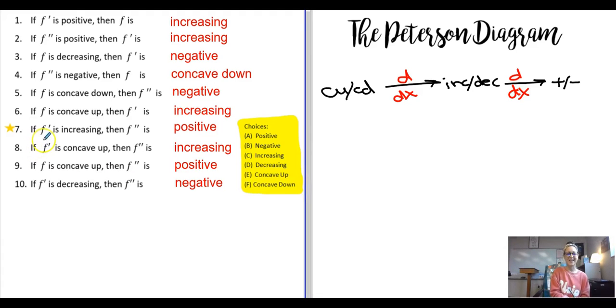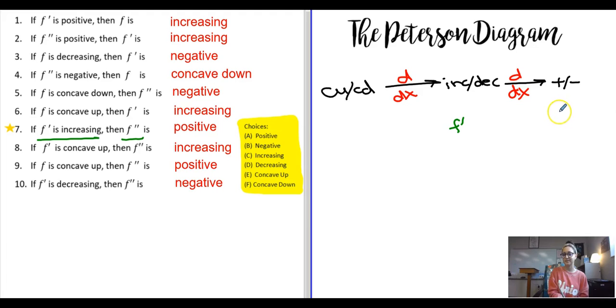Now let's take a look at number 7. It says f prime is increasing, right? And we want to know what f double prime is. So I'm going to come to my increasing slot, label it f prime. I want to know what the second derivative is doing, so I need to move over 1 slot to the right. Okay, so f double prime would land here, so that must mean that f double prime is positive.